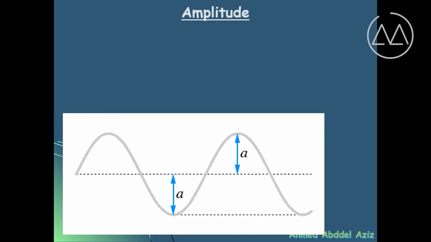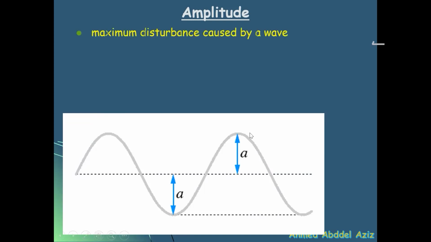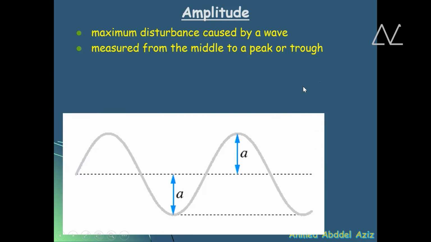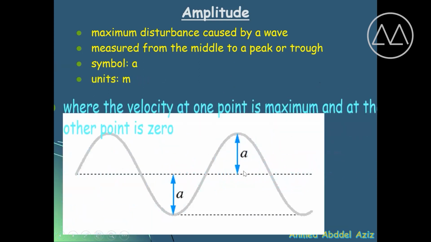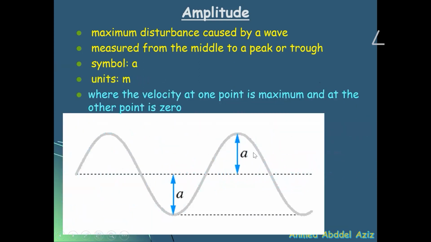Amplitude is the maximum displacement away from the equilibrium position or rest position. It's measured from the middle to a peak or a trough. The symbol of amplitude is A, and it's measured in centimeters or maybe in meters. The velocity at one point is maximum here and minimum at the other point here. So here we have maximum measurement and here we have zero measurement.